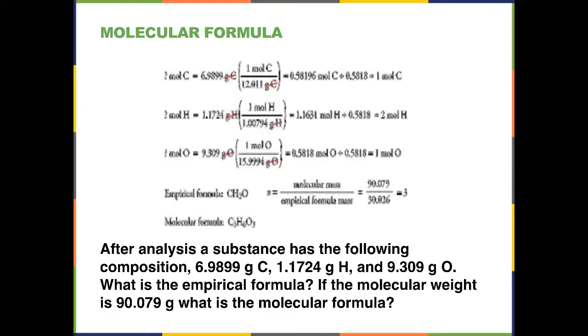And if you add up CH2O, the empirical mass is 30.026. If you divide that into the molecular mass that was given, you get the number 3. So you multiply the empirical formula by 3, and that gives you the molecular formula.